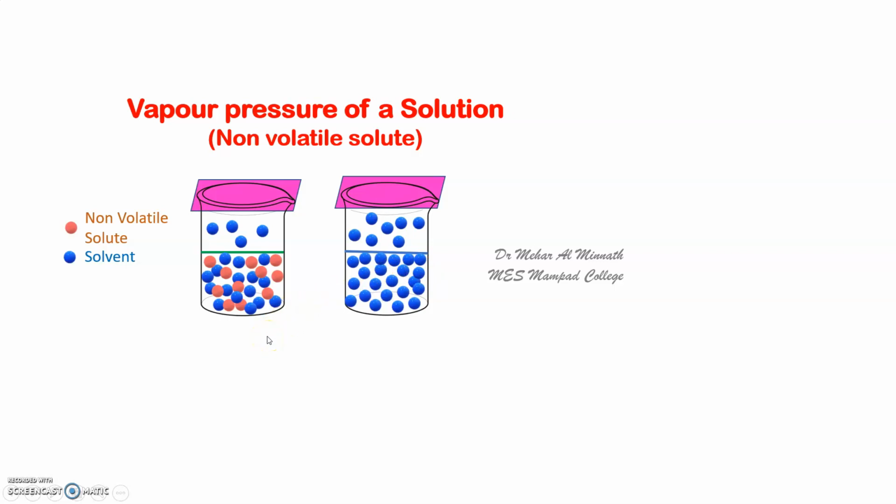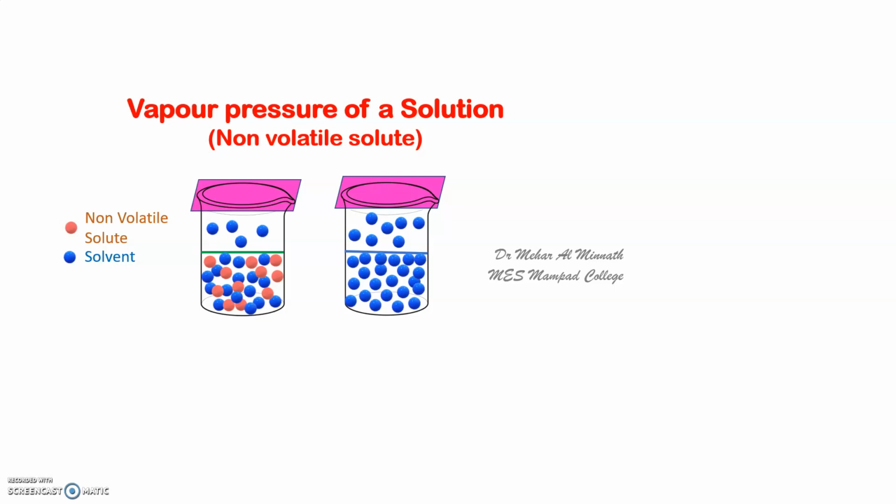Now because of this, the number of solvent particles which enter the gaseous phase in a solution will be less when compared to the number of solvent particles which enter the gaseous phase in the pure solvent. And thus, what happens if the system is closed?